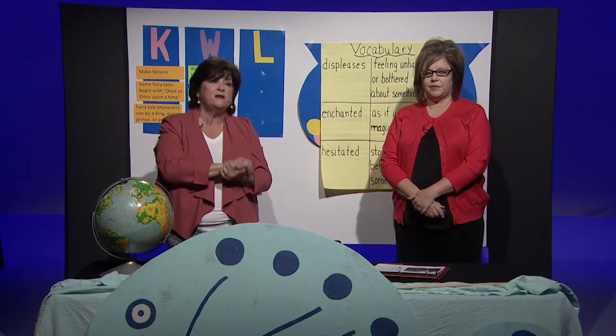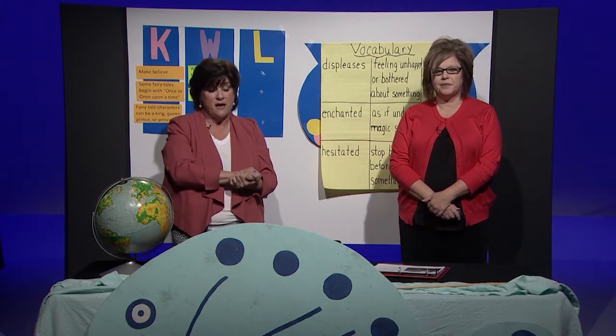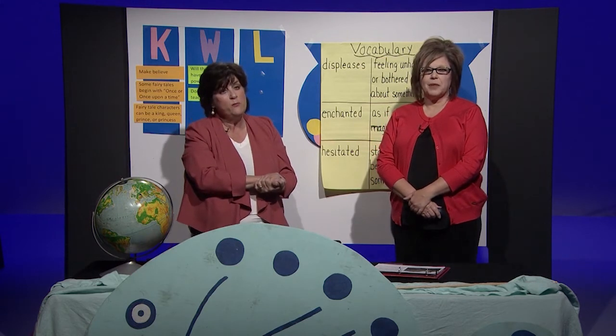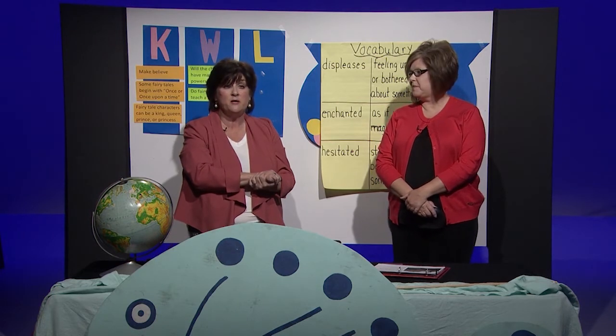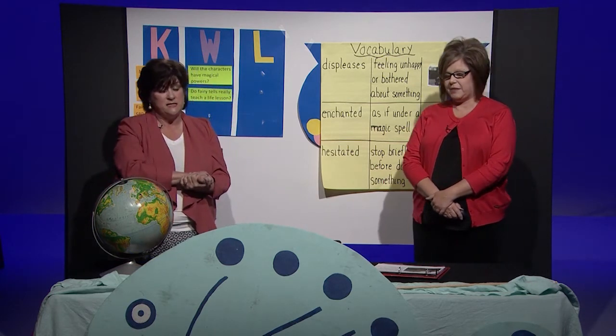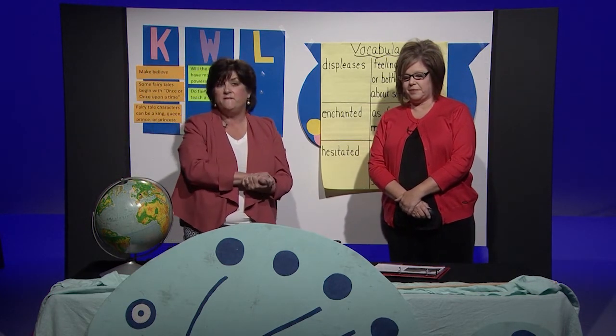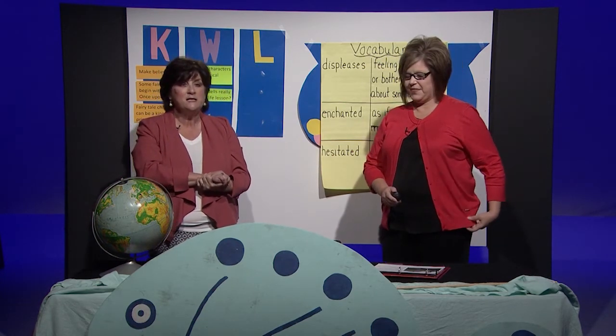I want you to take just a moment and think about predictions and what might happen in the story. Who might have the magical powers and whether there will be a royal character. And I also want you to listen for our new vocabulary words: hesitated, enchanted, and displeases as we read. Listen very carefully and you will find out if your predictions are correct. Are you ready? So excited, Miss Melissa, to find out about the fisherman and his wife.